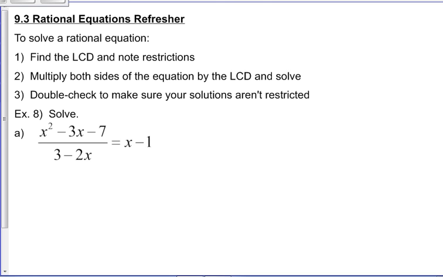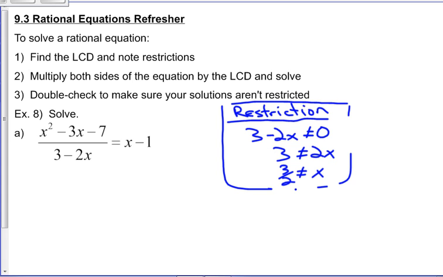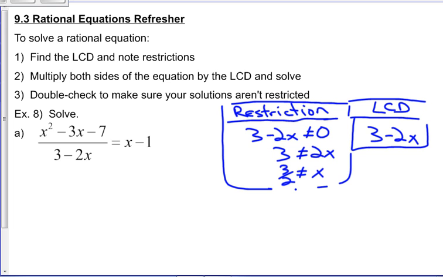We'll start with the restriction. And the restriction is that the bottom, 3 minus 2x, is not allowed to be 0. Or x is not allowed to be 3 over 2. If you solve and you find that the answer is 3 over 2, you have to go back and say, no, that doesn't work in the original. Okay, we also might want to talk about the LCD. And the lowest common denominator in this case is going to be the only denominator you have, which is 3 minus 2x.